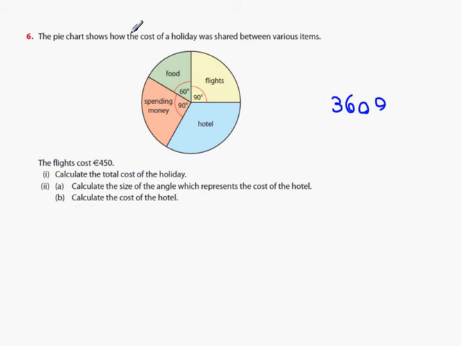Now, the pie chart shows how the cost of a holiday was shared between various items. The flight cost was €450. €450 is the cost of the flights. The flights account for 90 degrees of the 360 degrees, which is what? A quarter. It accounts for 1/4 of the total amount of money we spent.